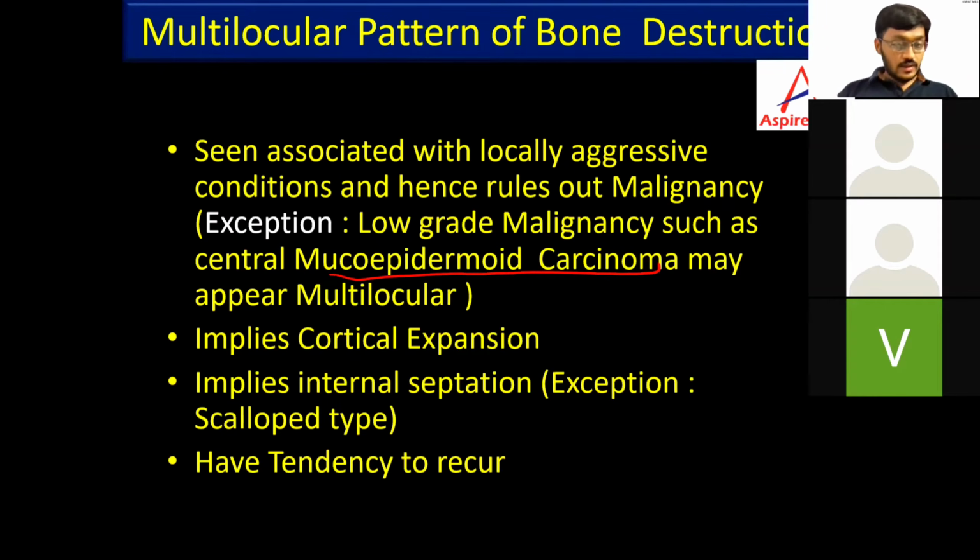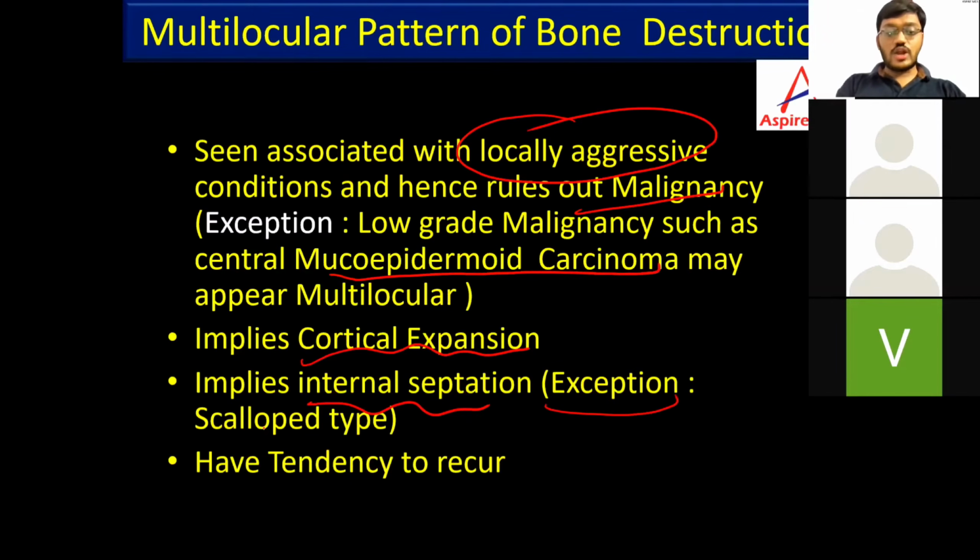mutate. So now we have this multilocular appearance, which will imply that it is locally aggressive, but in most cases it is not malignant. It will imply that it is causing cortical expansion. It will imply that it is having internal septation, but it has an exception of a scallop type.